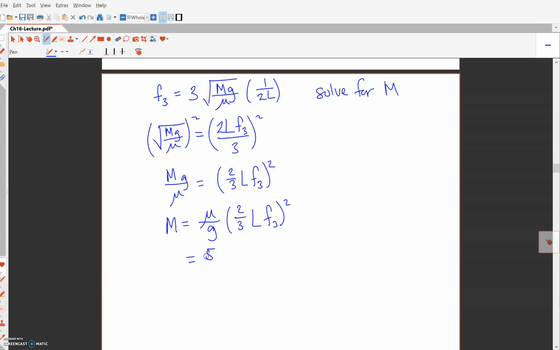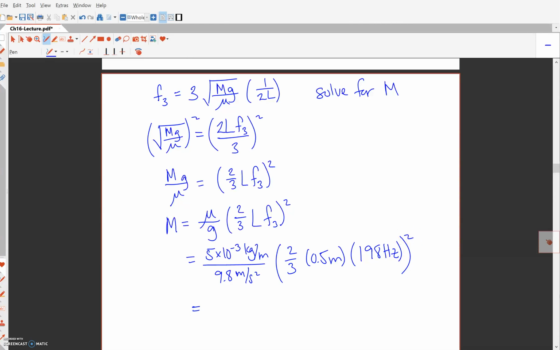My mu was 5 times 10 to the minus 3 kilograms per meter, divided by 9.8 meters per second squared, times 2/3 times half a meter length, and the frequency was 198 hertz. Don't square all that. And if I didn't make any mistakes in my calculator, hopefully you'll end up with 2.22 kilograms. Let's check the units. I have meters squared over seconds squared here. Outside, I have a second squared on top and a meter squared on the bottom, so the meters and the seconds all cancel, and I end up just with kilograms.